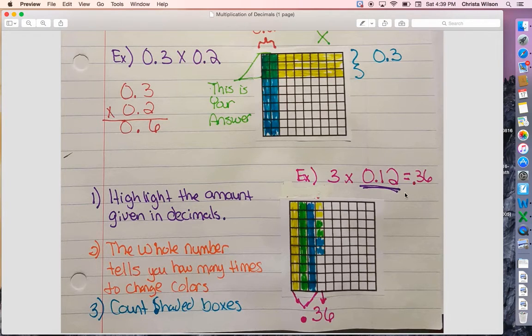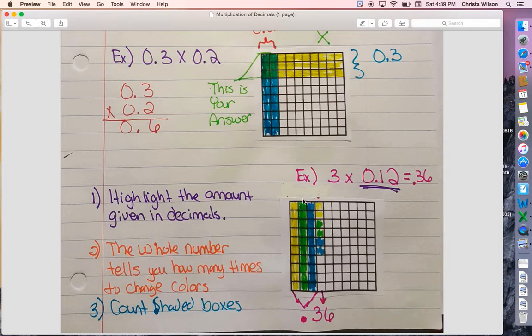So let's think about this. What are we doing here? We're taking this amount, the decimal amount 12 hundredths, and we're going to shade it in 3 times. So I changed colors 3 times here. First, I'm going to shade in 12 hundredths in yellow. So to represent that, I've shaded in a 10, okay, and then I've shaded in 2 of these blocks, and that's 12 blocks together, or 12 hundredths, okay.